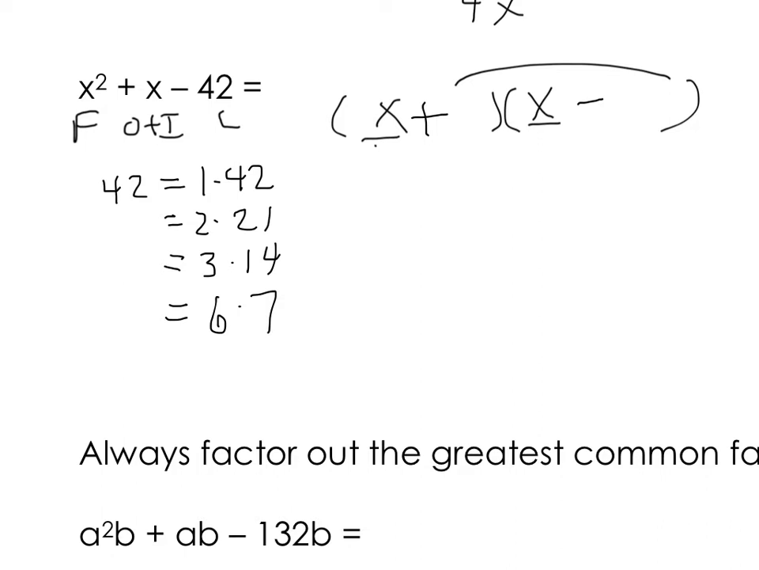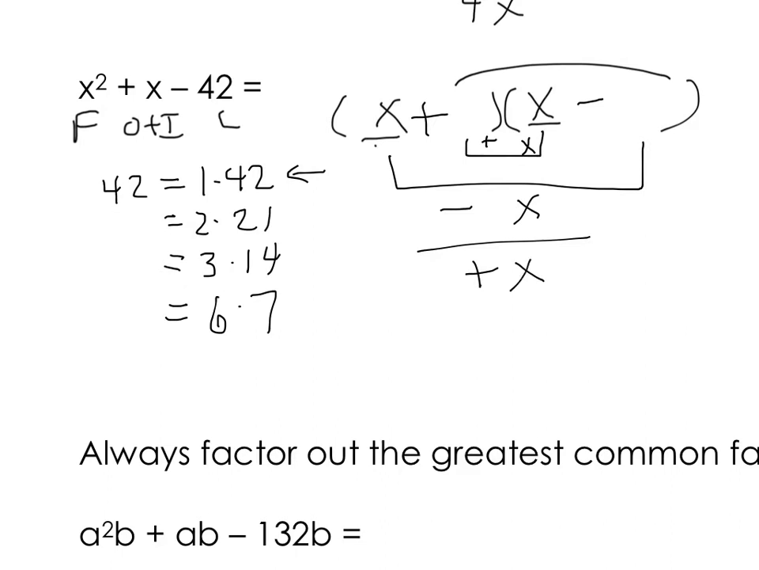Now think about it. One of these is positive and one is negative. Which terms do we put in? One's going to be positive something x and one's going to be negative something x. Which two of these factors can we put in so that the outside plus the inside gives us a positive x? It can't be 1 and 42. Can't be 2 and 21. 3 and 14. It's got to be 6 and 7.